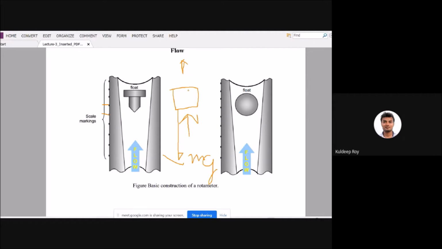Then the buoyant force. I think you might have heard of it. What is the buoyant force? It means the force which is exerted by the fluid. It is based on Archimedes principle. I think everyone knows, right? When you drop or put any kind of solid particle into your liquid system, it will displace the same volume of water.